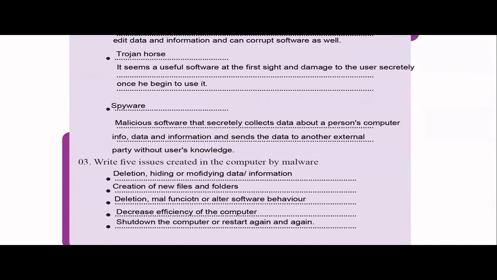So last thing I have written spyware. So the name itself tells it's spying, right? It is malicious software that secretly collects data about a person's computer, how they are using it, what the internet usage is, and all this information can be collected and sent to another external party even without the user's knowledge, right? So it collects all these relevant data, even sometimes keystrokes themselves can be captured by this spyware. Then they will be sending it to another external party.